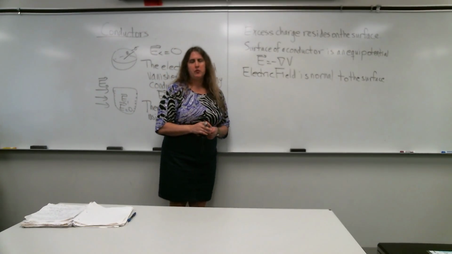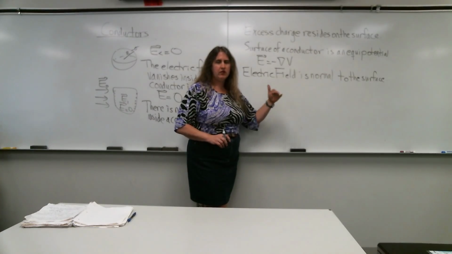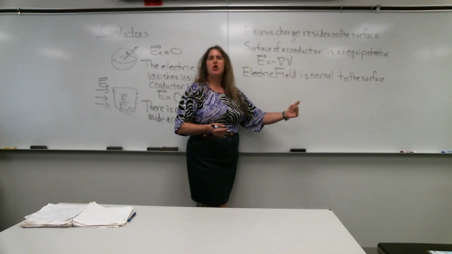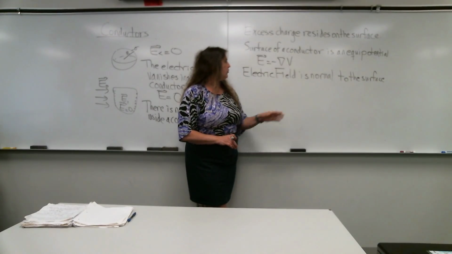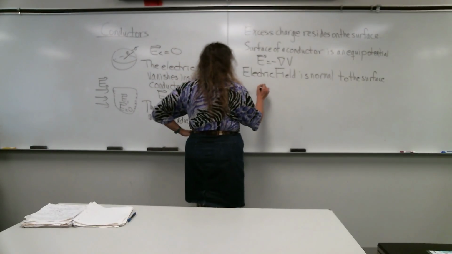Now, just think about this for a minute. What if you had a tangential component to the electric field in the conducting surface? If you have a tangential component to the electric field, there's going to be charges flowing. So therefore, the only way the electric field can point is straight up or straight out.